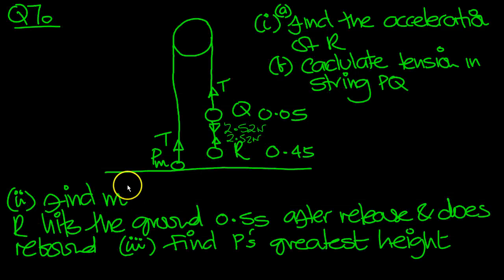Okay then, so here's the question. Find the acceleration of R is the first thing. So maybe we could put that over here in this space. So part A. Let's apply F equals ma to R. R has weight 0.45 g. Also Q has weight, let's put some other forces in. This is 0.05 g here.